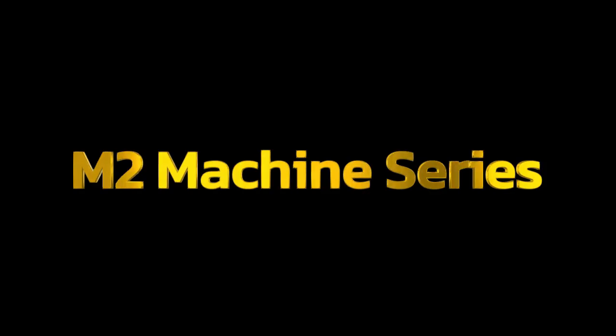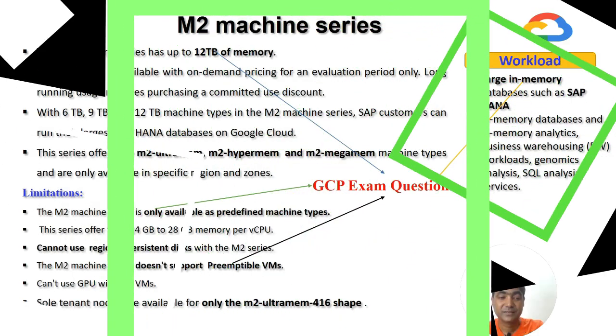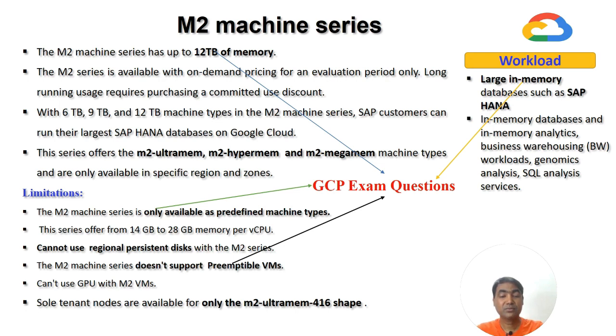As you can see here, the M2 machine series. The M2 machine series has up to 12 TB of memory. As you know, the M1 machine series has up to 4 TB of memory, while the M2 machine series has up to 12 TB of memory. The M2 series is available with on-demand pricing for an evaluation period only. Long-running usage requires purchasing a committed use discount. This machine series offers M2 Ultramem, M2 Hypermem, and M2 Megamem machine types, which are only available in specific regions and zones.